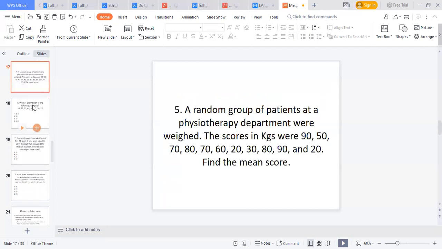A random group of patients at the physiotherapy department were weighed. The scores in kgs were 90, 50, 70, 80, 70, 60, 20, 30, 80, 90, and 20. Find the mean score. So the mean score there will be, we add all of them and divide by 1, 2, 3, 4, 5, 6, 7, 8, 9, 10, 11. So we add all of them and then divide by 11.